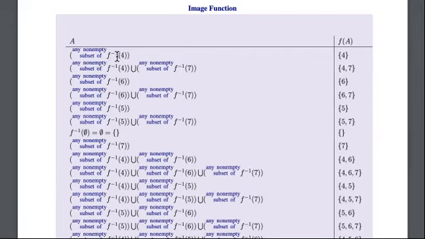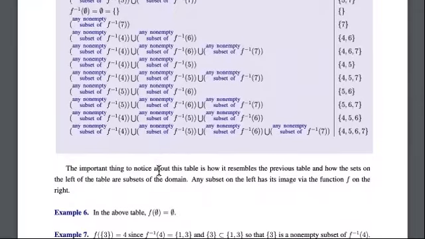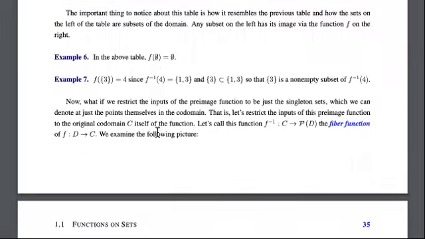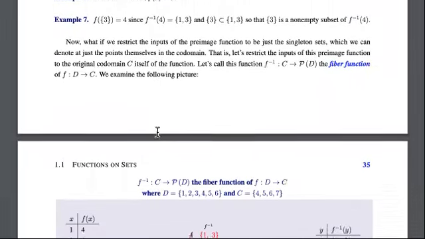Any non-empty subset of this would actually have that, because all those elements would go to 4. You don't have to take the full fiber. You can have part of the fiber and the image will still go to 4. Similarly here, you can look at the description and study that out and think about it a little bit. Okay. And look at those examples.